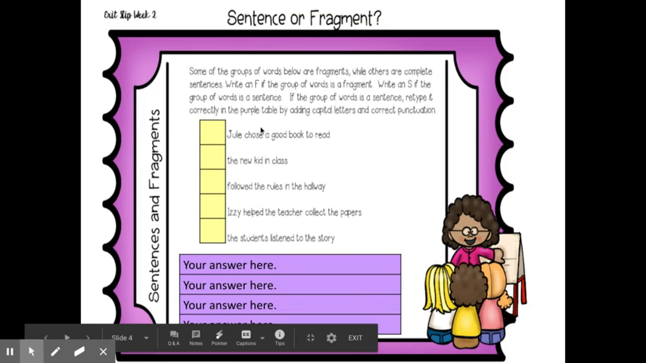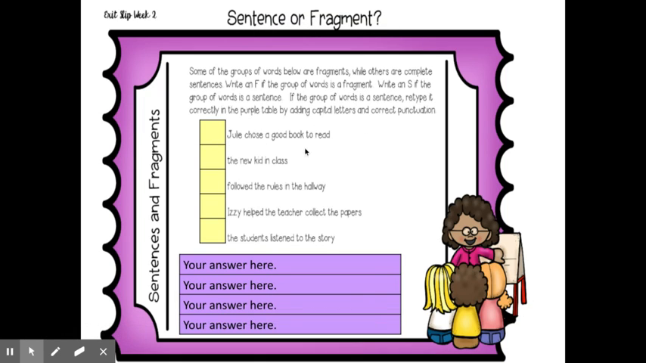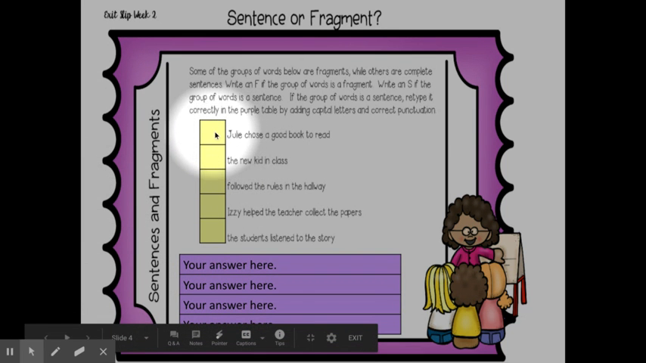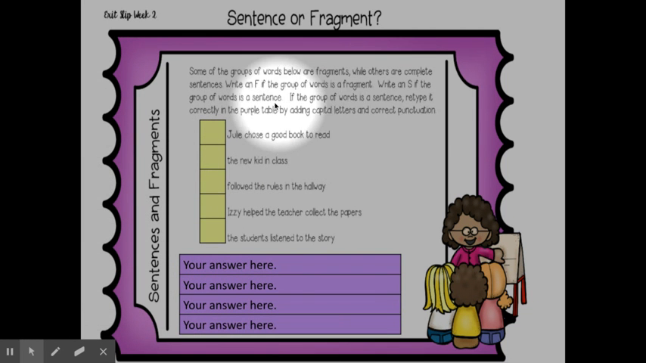Okay, so you're going to read these groups of words right in here. And you have to decide, is this group of words going to be a fragment or a sentence? So you're going to put an F or an S. If the group of words is a sentence, you're going to retype it correctly in the purple table by adding capital letters and correct punctuation.